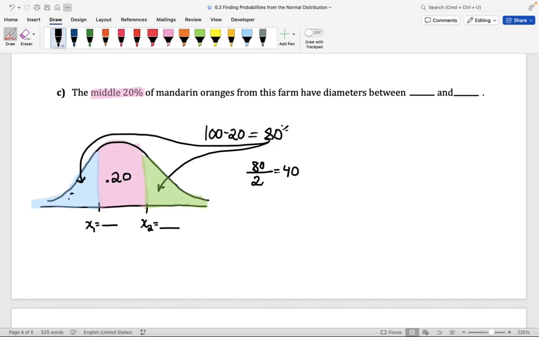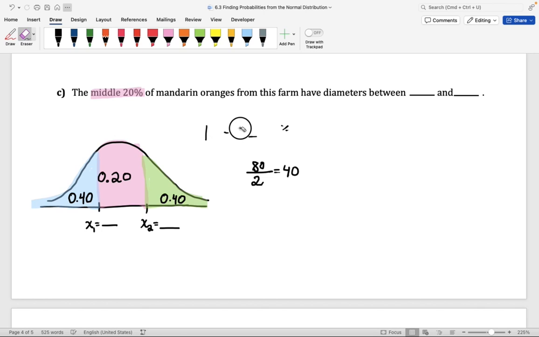That is 0.40 of the area below the curve. Here above X2, we have the other 0.40. Okay. Notice 0.4 plus 0.2 plus 0.4 is equal to 1, which is the area under the whole curve. So let me go ahead and erase here.